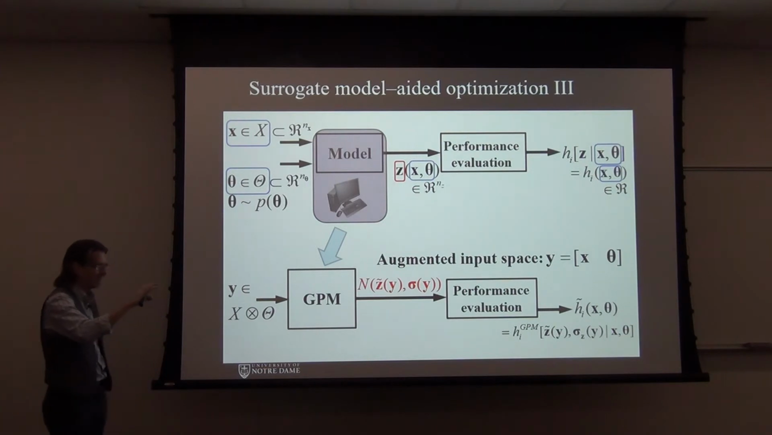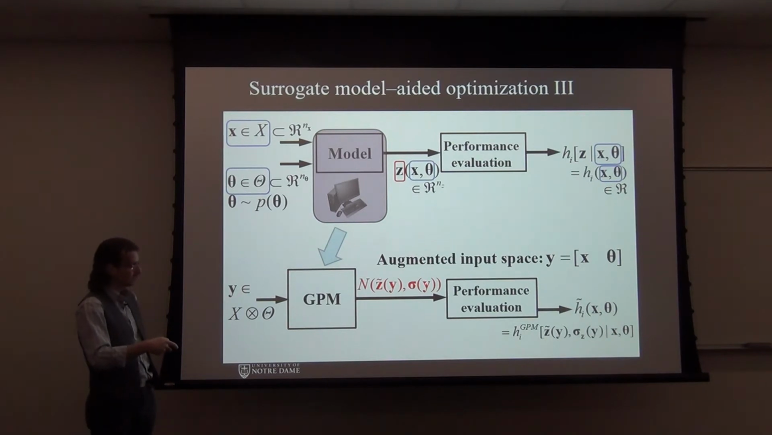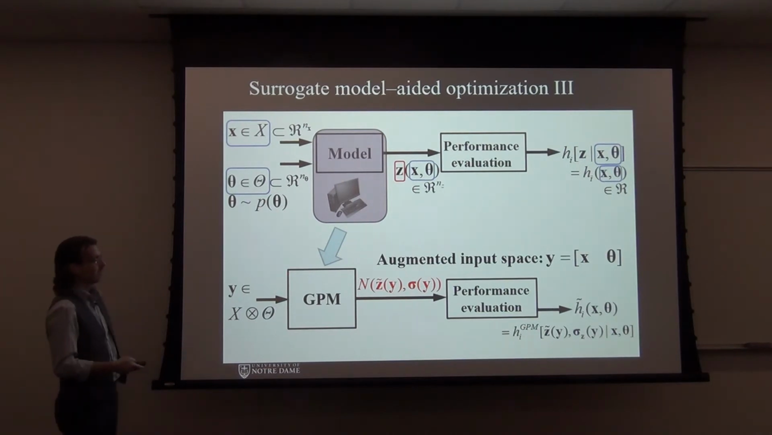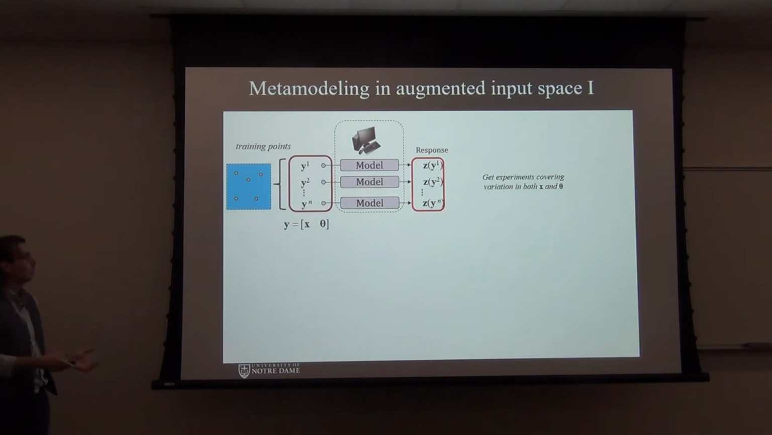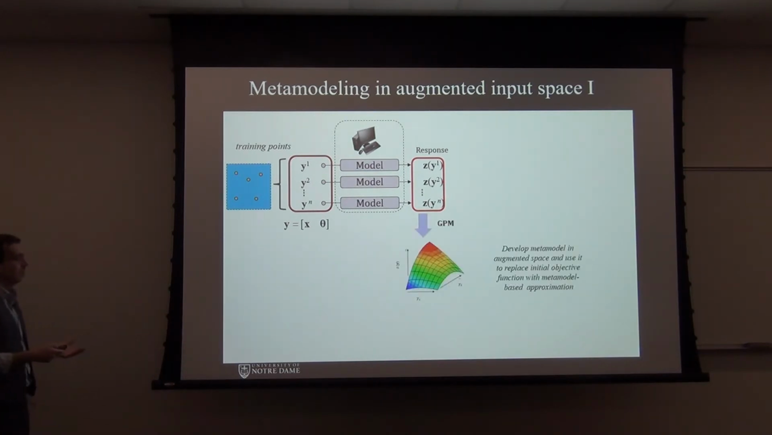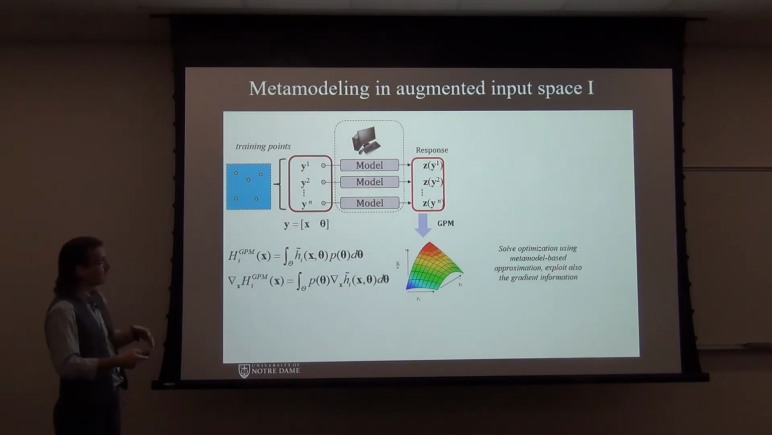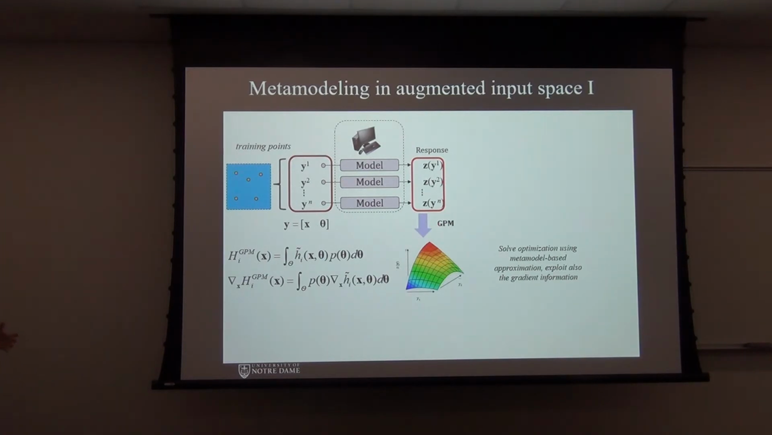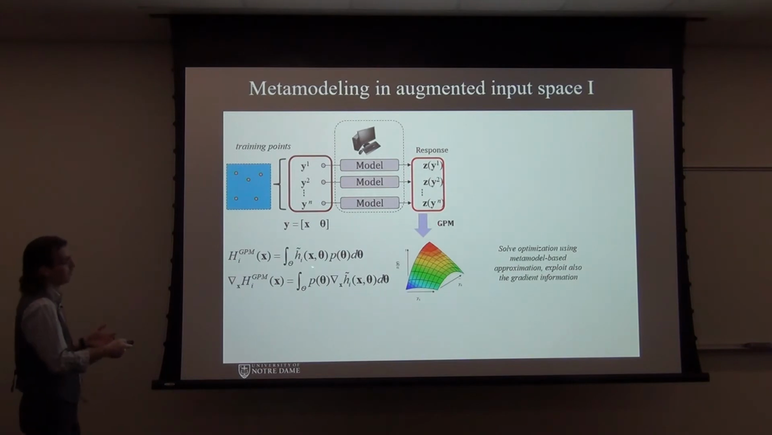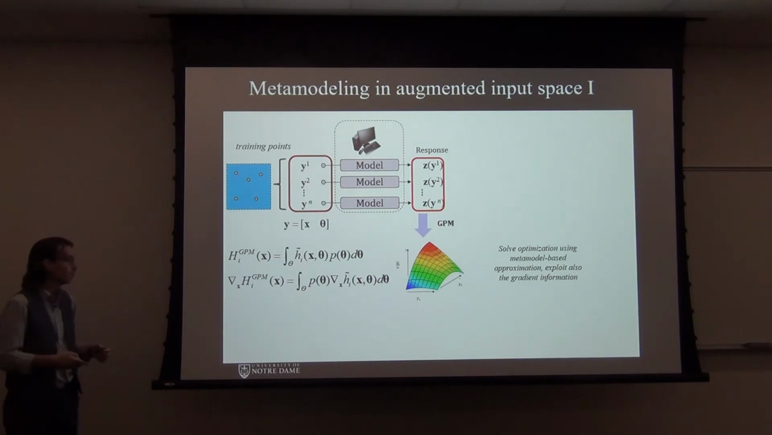I'm going to give one example later in our application, but for estimating the modified performance, we explicitly incorporate all the information that we have from the family of metamodels, not just the predictive mean, but also the predictive variance. So how does this work? We get some training points that cover variation of both x and theta. We evaluate their response based on our computer simulation. Based on that, we train our meta model, and then we solve the optimization using the meta model based approximation. In other words, we modify our performance measure to also explicitly incorporate the uncertainty coming from our meta model.